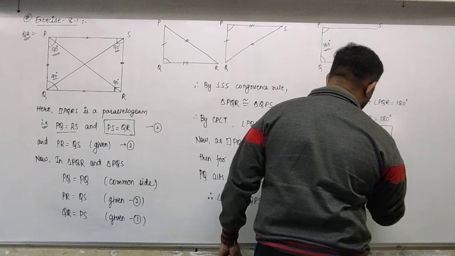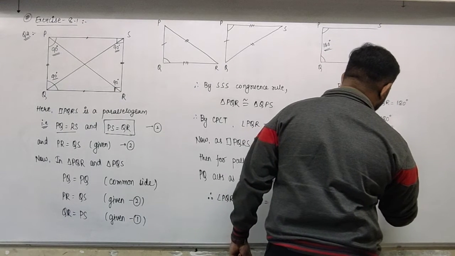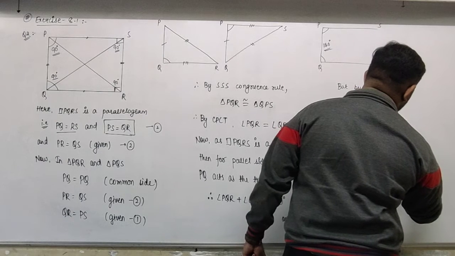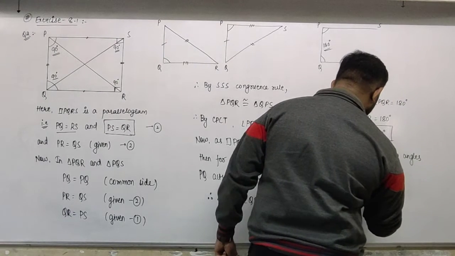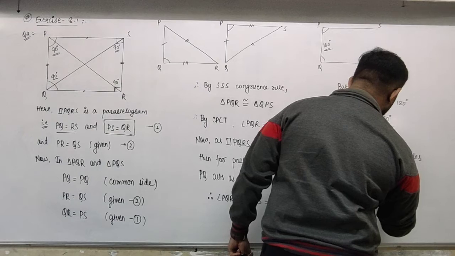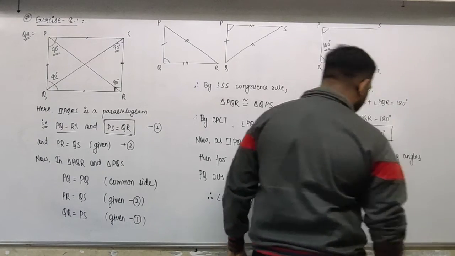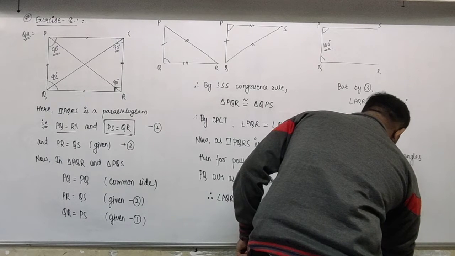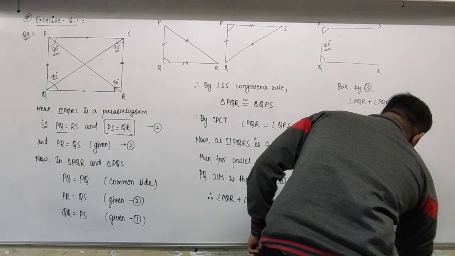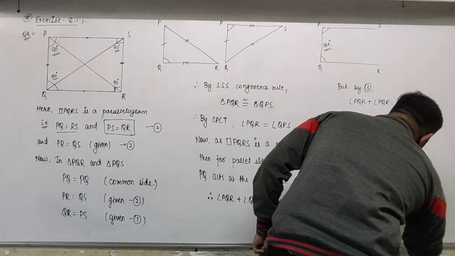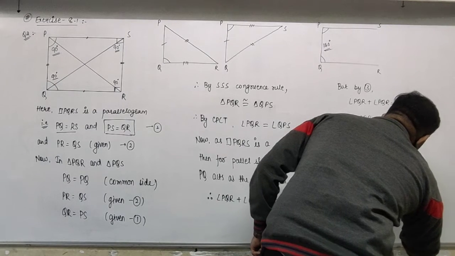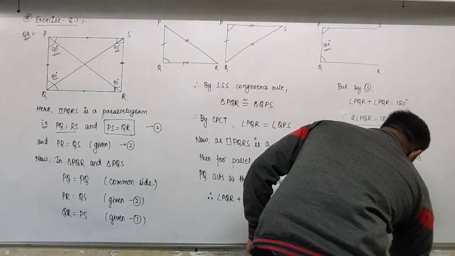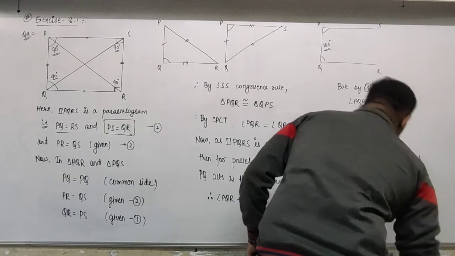Therefore all the remaining angles are also 90 degree and hence the parallelogram PQRS is a rectangle.